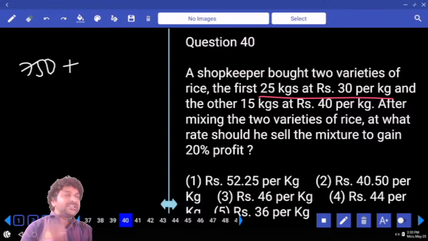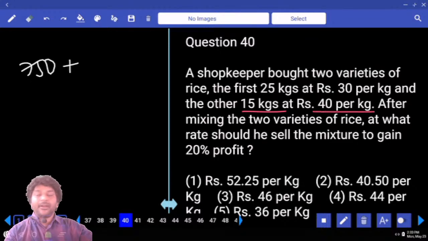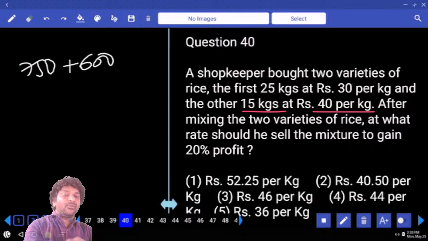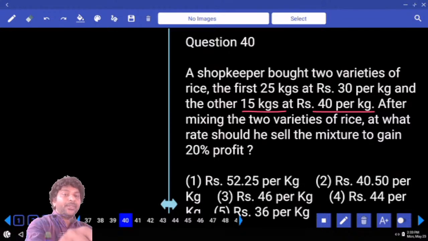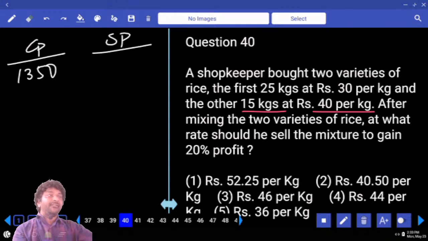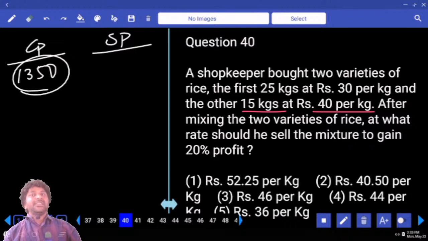750. And to this, how many kgs are we adding? 15 kgs at 40 per kg. Then how much is the price? 600. What price is this? Cost price. How much is this? 1350. So if your cost price is 1350 and we are expecting a profit of 20%, 10% is 135.